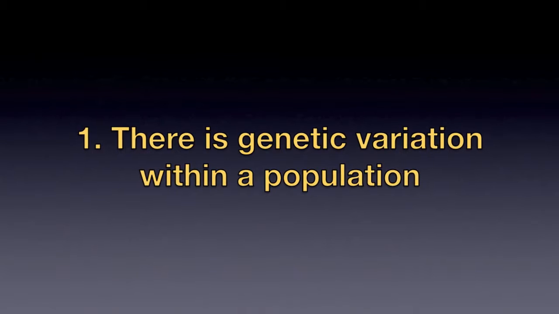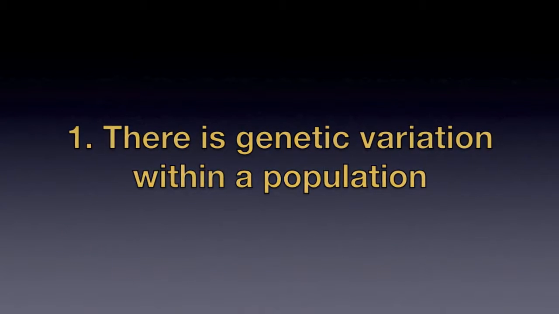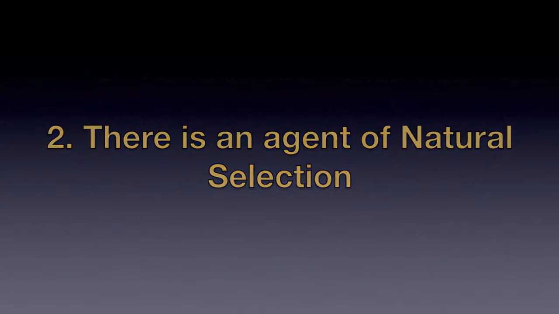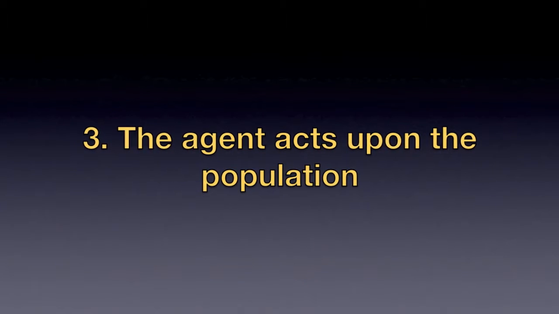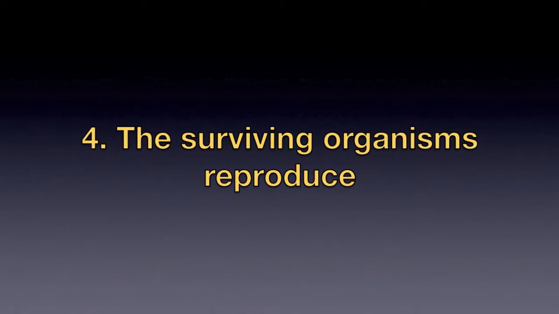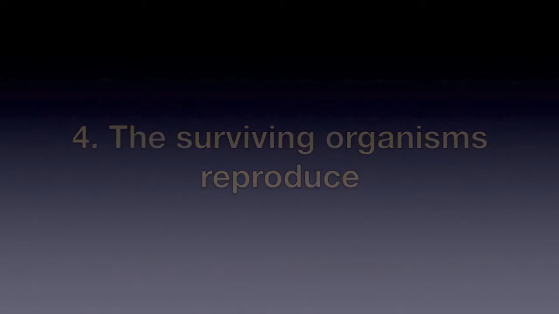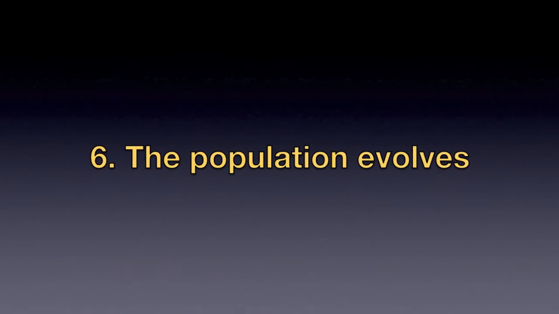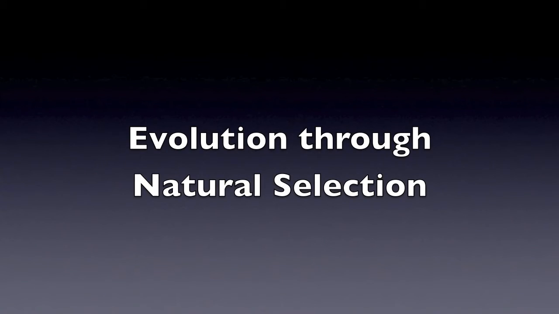1. There is genetic variation within a population. 2. There is an agent of natural selection. 3. The agent acts upon the population. 4. The surviving organisms reproduce. 5. The process of natural selection repeats itself. And 6. The population evolves. And that is evolution through natural selection.